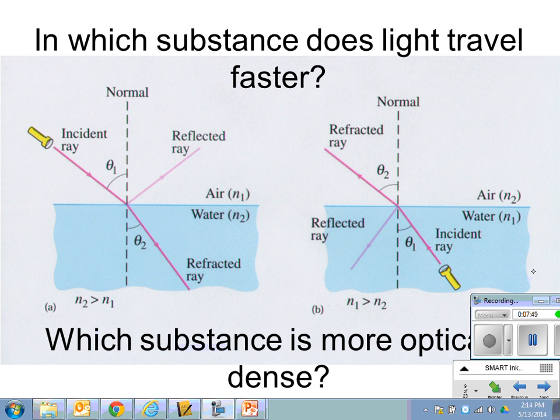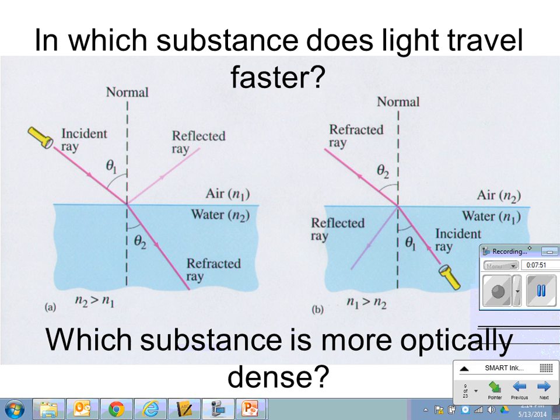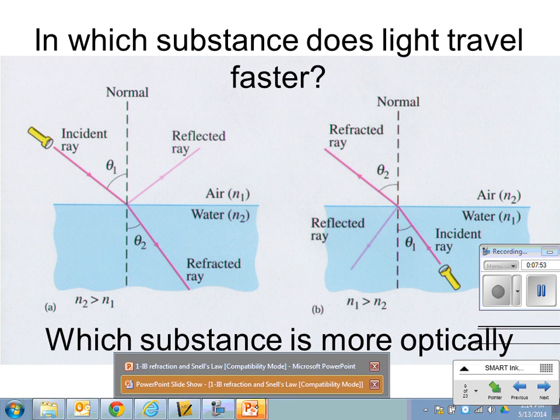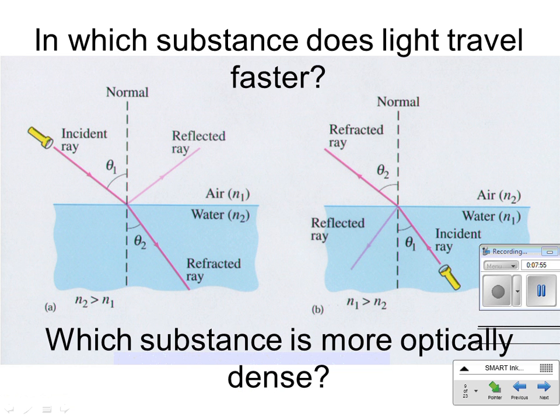So how about this one? This is a term we don't use a lot, but some books use it and sometimes you'll hear it. Which material is more optically dense then, do you think? Yeah, water will be more optically dense. A material that's more optically dense, light travels more slowly through it than it does through other materials. So that's some terminology there that might come up.